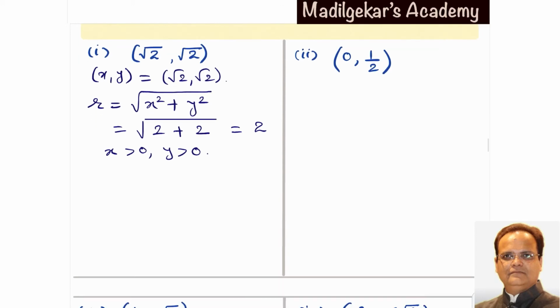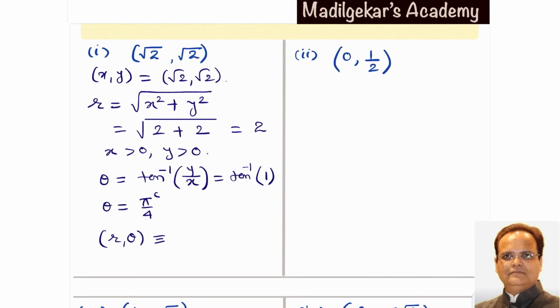In this example, both x and y are positive, means the given point is in first quadrant. Recall, if the point is in first quadrant, how to find theta? It is tan inverse of y by x. That is tan inverse of y upon x is root 2 upon root 2, means 1. Tan inverse of 1 is pi by 4. So the required polar coordinates are 2 comma pi by 4.